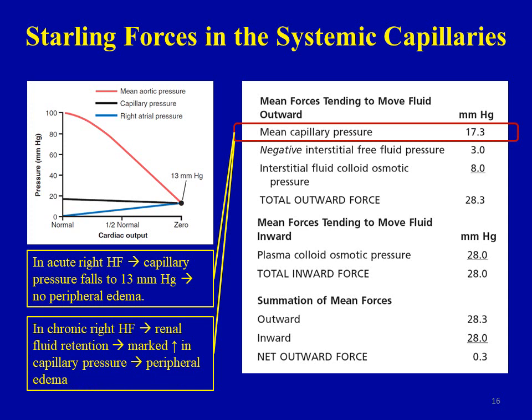Therefore, in acute right heart failure, we will not see peripheral edema. Peripheral edema happens only after the renal compensatory mechanism comes into effect and starts to increase the blood volume, and this will increase the capillary pressure, or the capillary hydrostatic pressure, with resultant increase in net filtration pressure and massive filtration of a large amount of fluid from the capillaries into the interstitium, and this will result in edema.